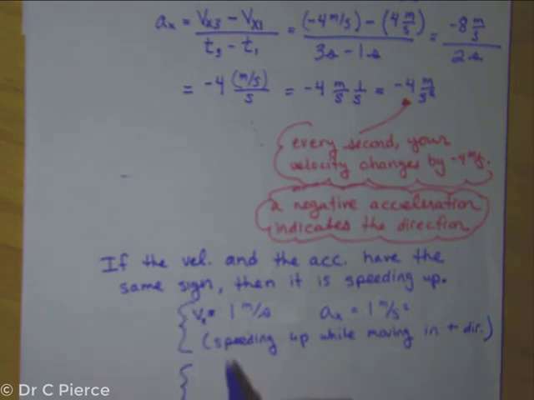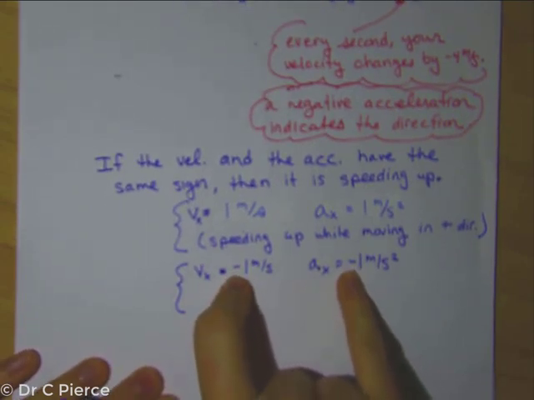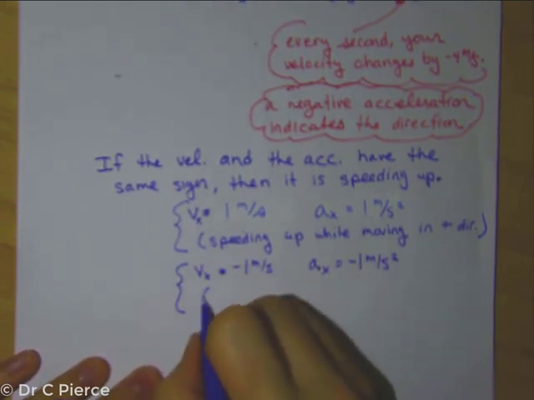Another example could be if the object was moving left, so we'd say its velocity might be -1 meters per second. And what if it also had an acceleration to the negative, to the left, like something was pushing on it leftwards while it was moving left? So the signs here agree, they're both negative. So it's going to be speeding up while moving in the negative direction.